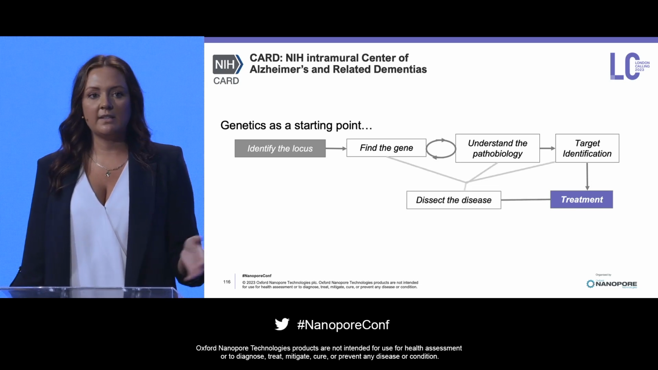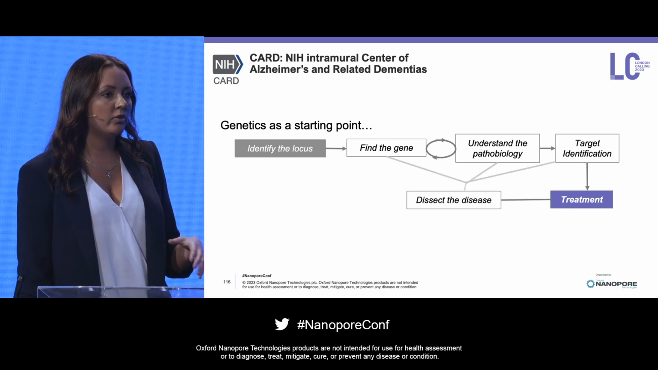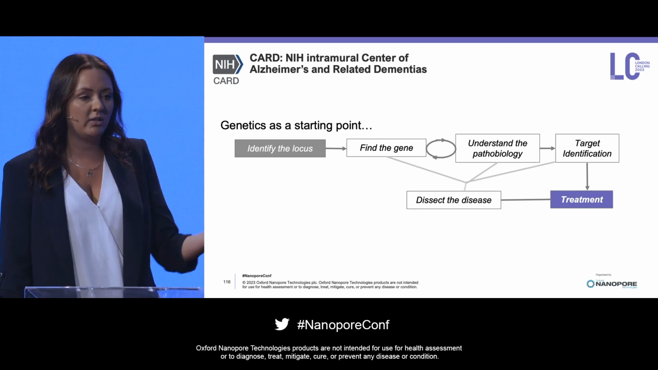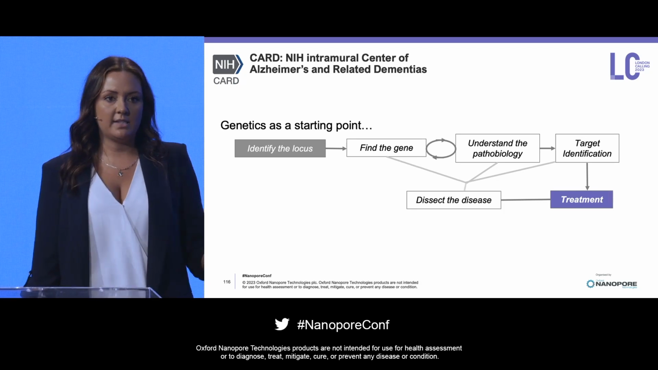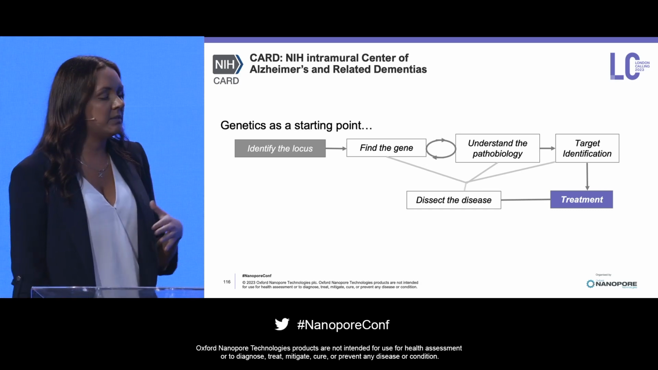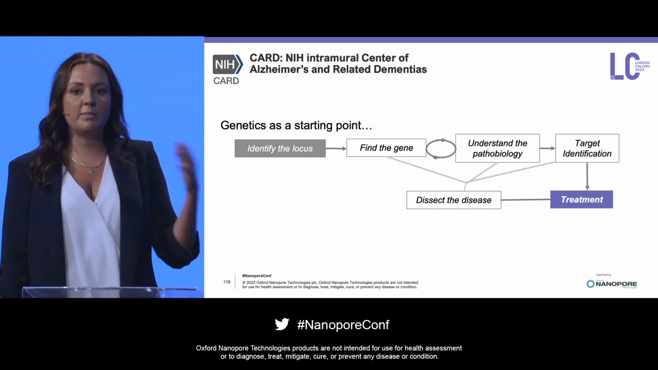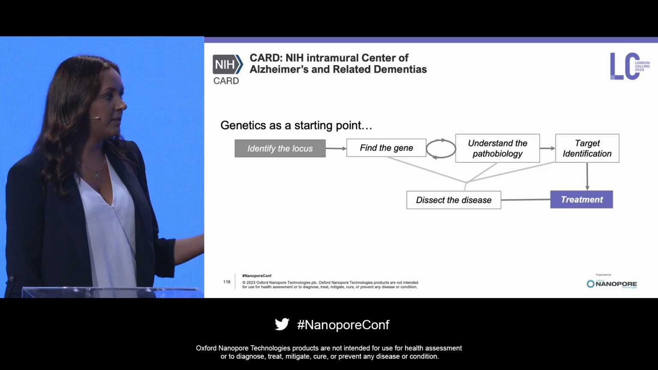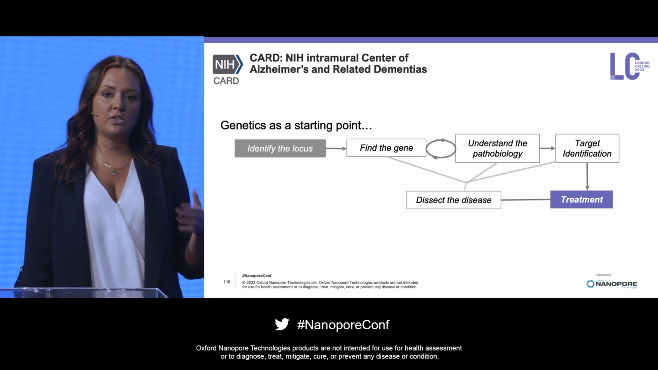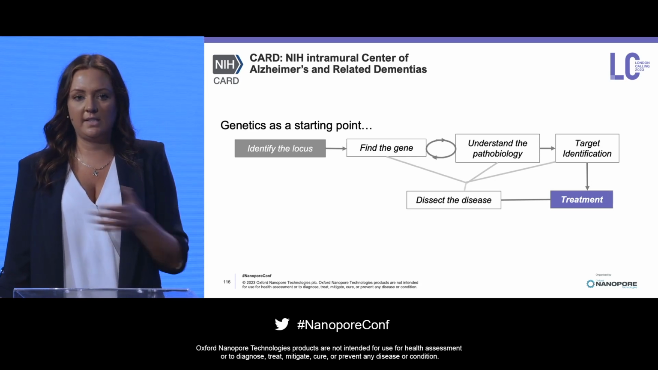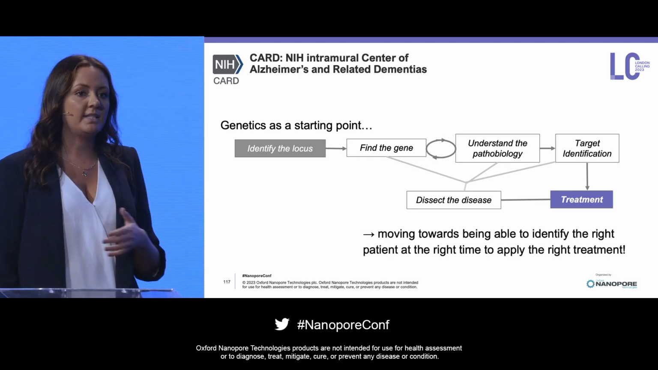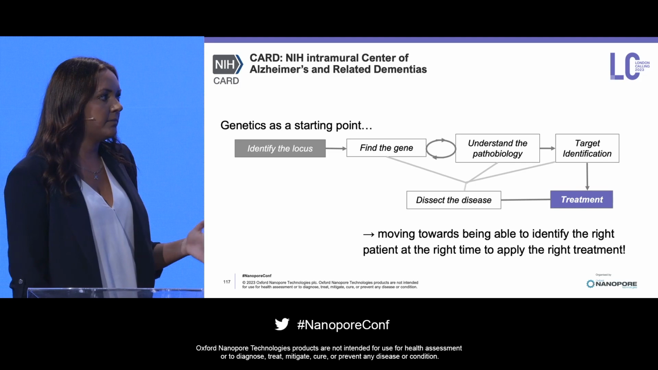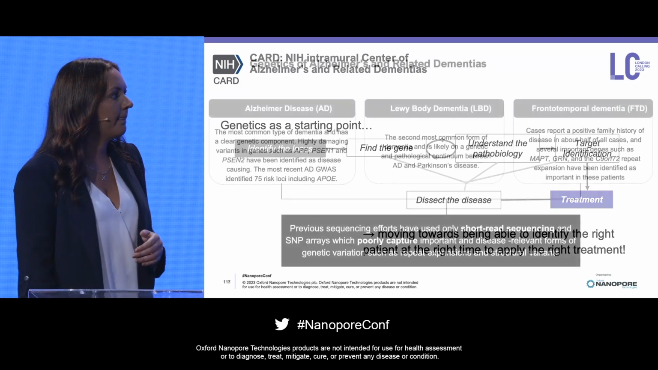But what we've realized in the last decade is it's not just enough to understand the biology and to identify a target, but we need to dissect the disease. What I mean by that is we need to be able to identify patients way before they show signs or symptoms. And we also need to be able to divide the disease into mechanistic subtypes, all moving towards identifying the right patient at the right time to apply the right treatment.